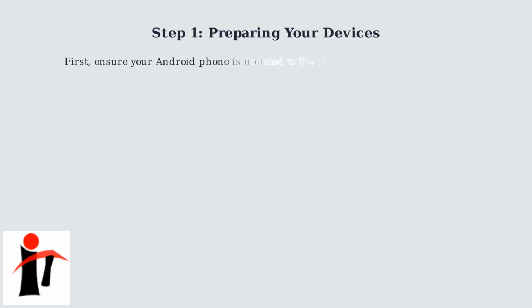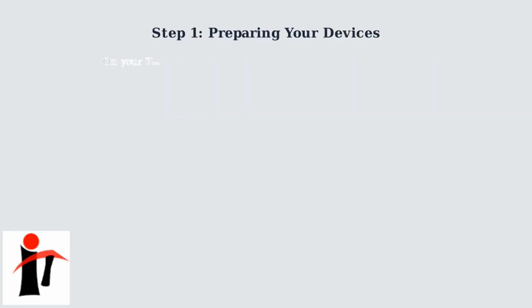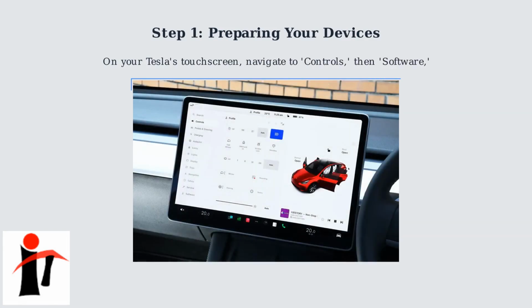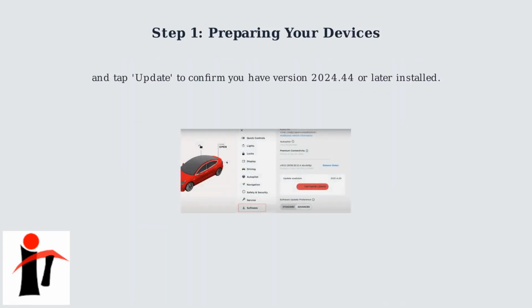First, ensure your Android phone is updated to the latest operating system version. On your Tesla's touchscreen, navigate to Controls, then Software, and tap Update to confirm you have version 2024.44 or later installed. This update ensures compatibility and proper functionality with wireless Android Auto.